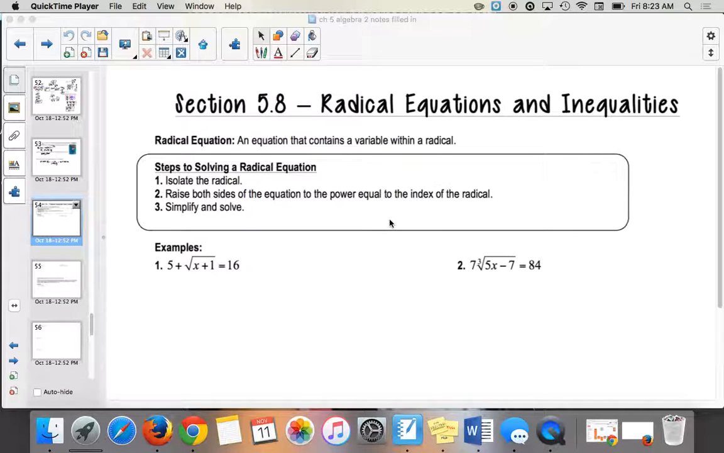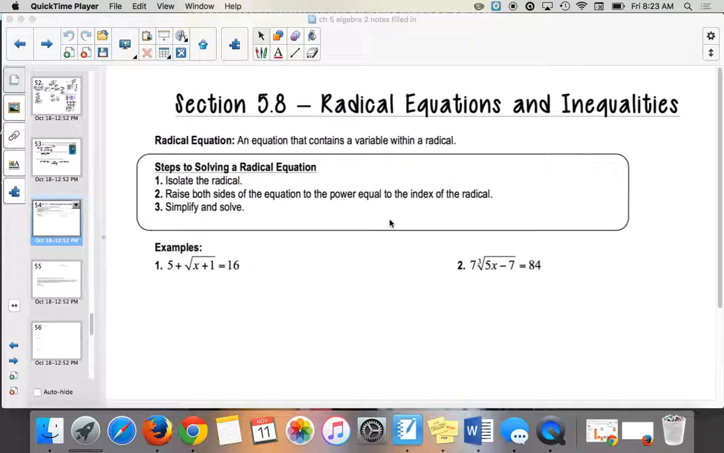So the steps to solving a radical equation are kind of similar to the steps to solving an absolute value equation. So we always have to isolate. So we're going to isolate the radical. And then in order to get rid of a radical, if I have a square root, I'm going to square both sides. If I have a cube root, I'm going to cube both sides, right? So you're going to raise both sides of the equation to the power equal to the index of the radical. So the index is that little tiny number inside the root. And then simplify and solve.